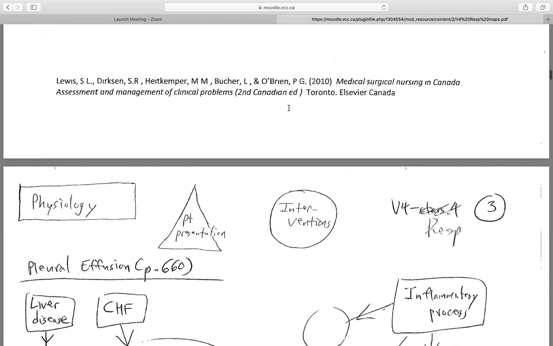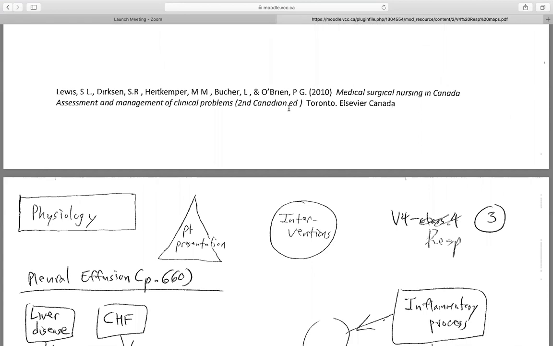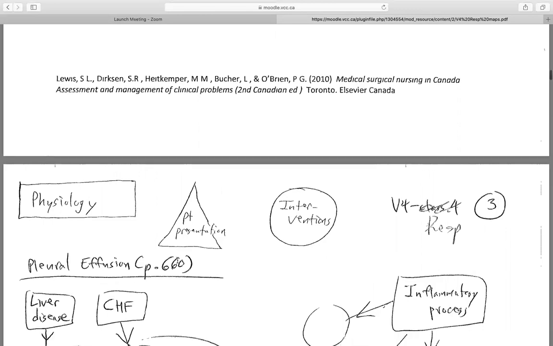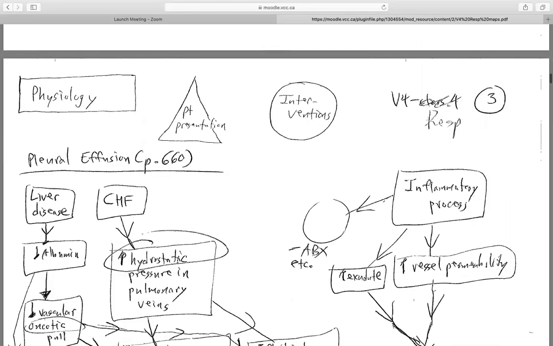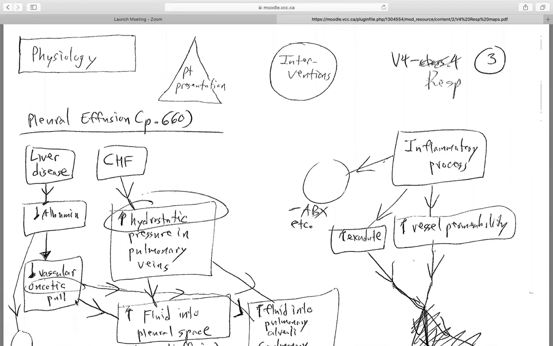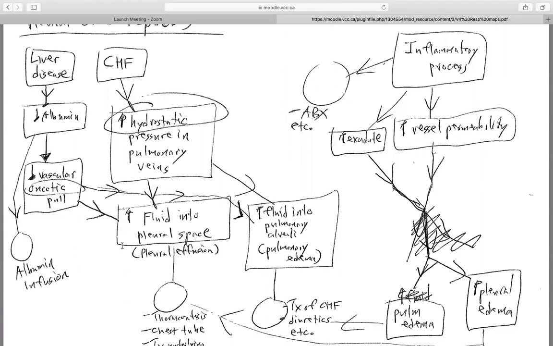So question number 5 asks about liver disease and CHF. So can you write down how each one may contribute to either pulmonary edema or pleural effusion? Now, the answer is going to be the same whether it's pulmonary edema or pleural effusions. It's the same pathway to get there. It's just the fluid's going to different places. It might go to one, it might go to the other, it might go to both. In terms of how this happens, with liver disease, as you know, you have low albumin. You get decreased oncotic pull in the vessels, and fluid flows to tissues.